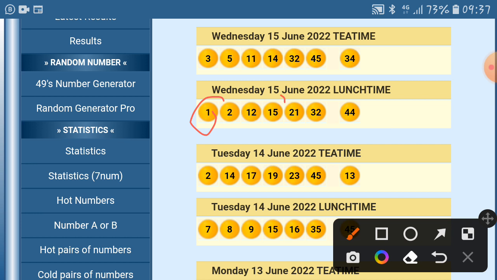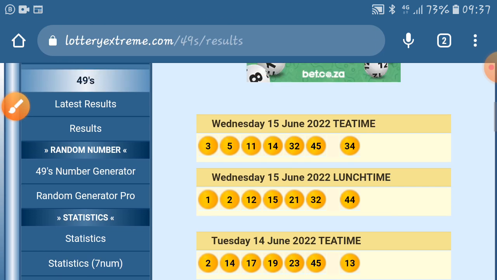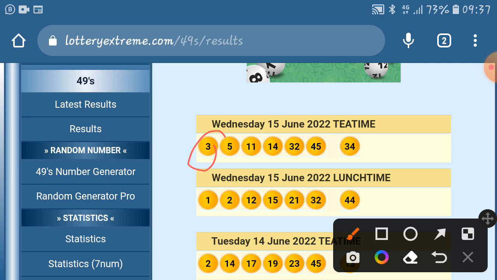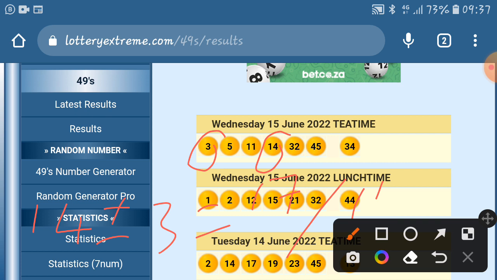15 minus 1 equals 14. There is 14 which came on that draw. 3 and 14. 14 plus or minus 3 will give us 17 or 11. 17 or 11. So on this one, I'm going in with 17. Yes, I'm going in with 17.